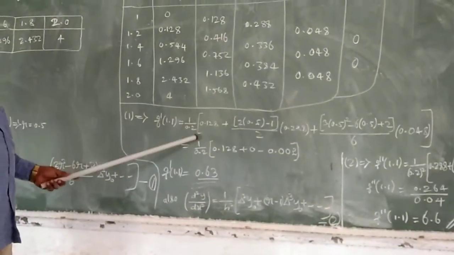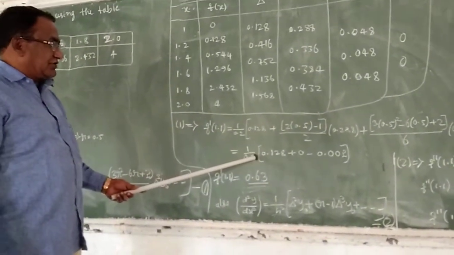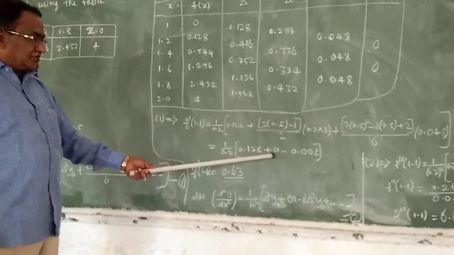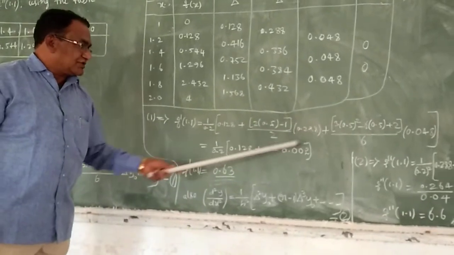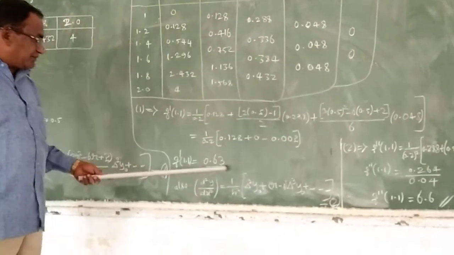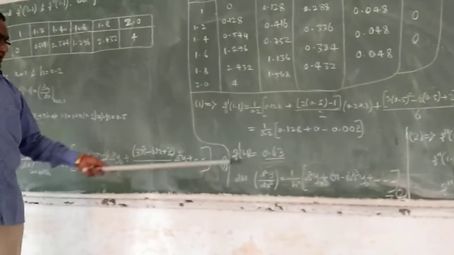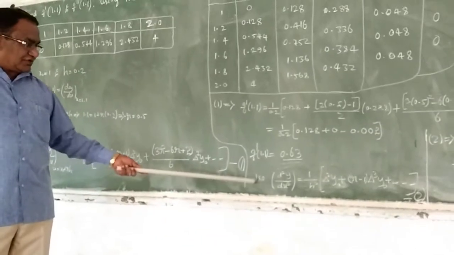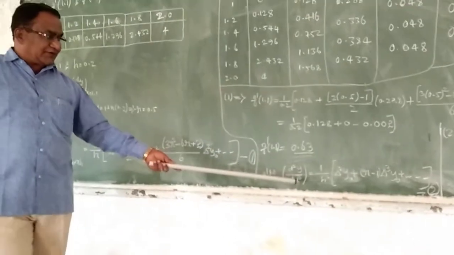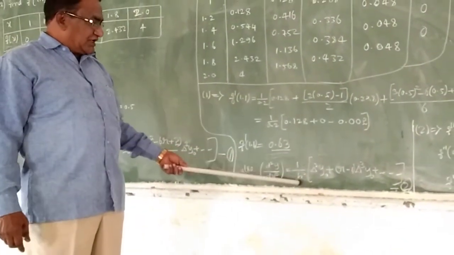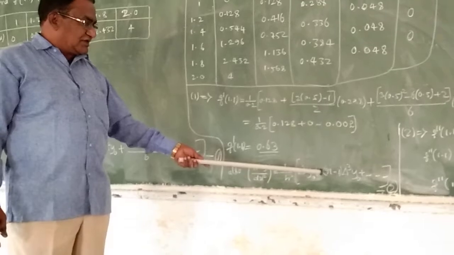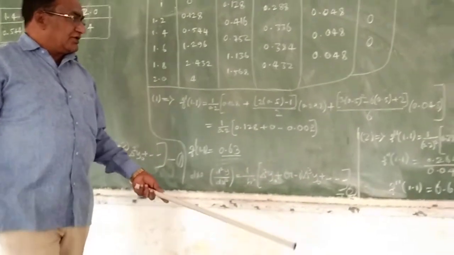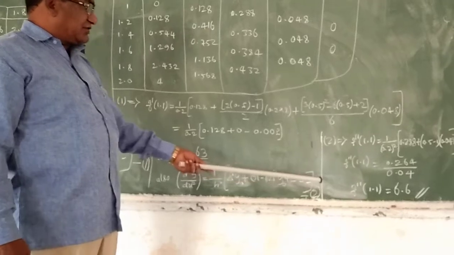So this is 1.1 divided by 0.2, write it as it is 0.128. This gives you 0. This third one gives you 0.00. On simplification, your f dash 1.1 is 0.63. And also your d squared y by dx squared, for that we have this formula: 1 over h squared into delta squared y naught plus (r minus 1) into delta cube y naught plus and so on. Using this, you call it equation number 2.